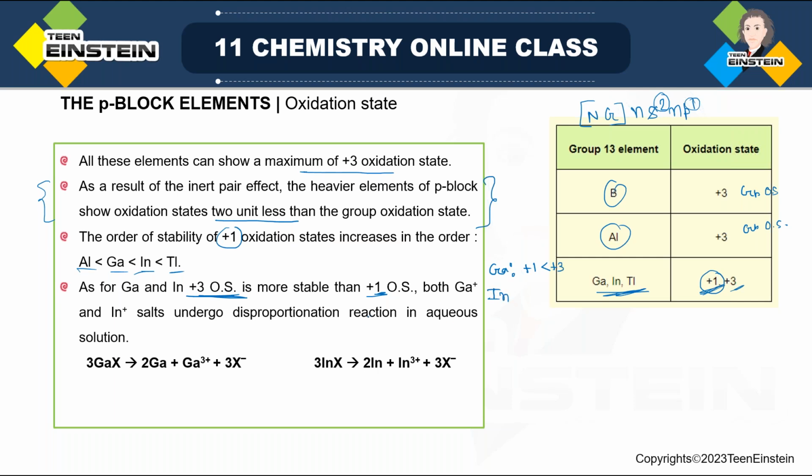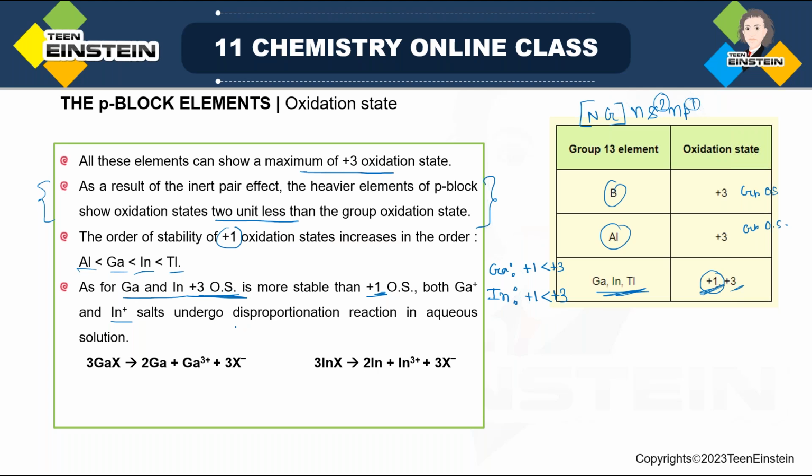Both gallium(I) and indium(I) salts undergo disproportionation reaction in aqueous solution. Sorry, for both of these, not just for one. So for both of these, +3 oxidation state is more stable. So see, it is still the +3 oxidation state that is predominating. Though +1 is observed, +3 is still predominating. But when you reach Tl, now you will have solely +1, which is more stable.